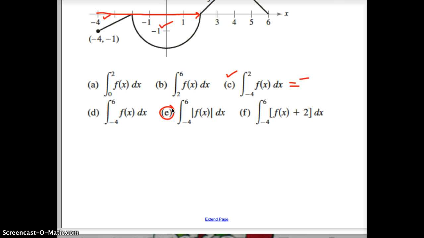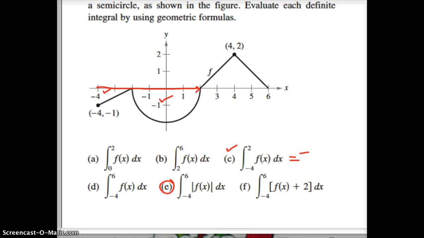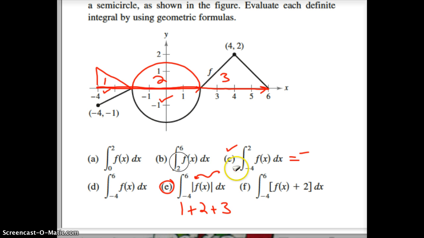Now when it says to do the absolute value of f of x, that's a little different, because that means everywhere it went negative, you should make it positive. So the absolute value of f of x will take all those places where f fell below the x-axis or went negative, and I'll make it positive. So when I go all the way from -4 to 6, I'm going to label these 1, 2, and 3, and I just do 1 plus 2 plus 3 and use all their positive areas. All right?